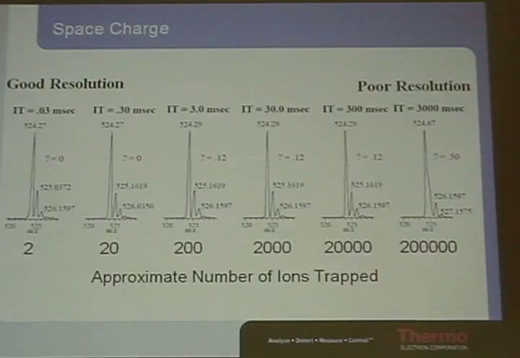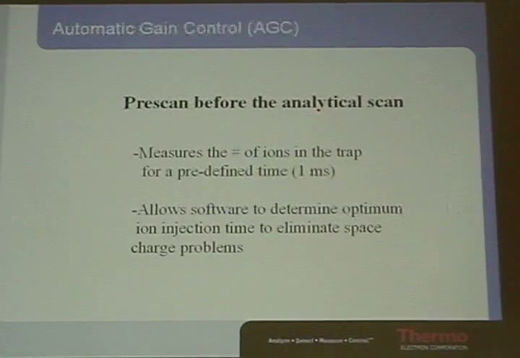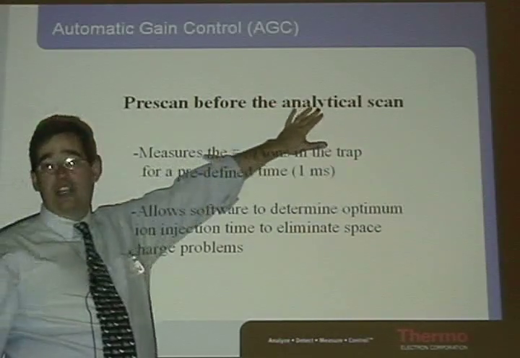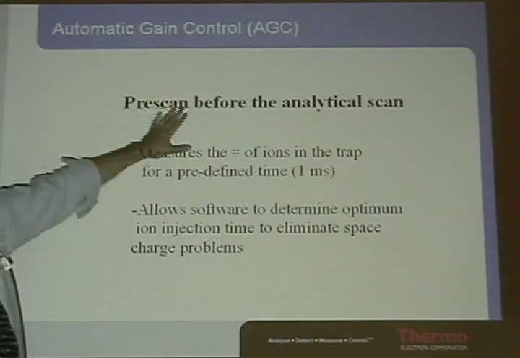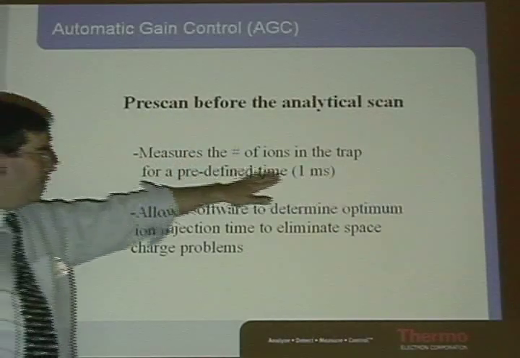The way we do that is AGC. We cheat. Before every real scan, which we call an analytical scan, we do a pre-scan. We fill the trap for 1 millisecond.